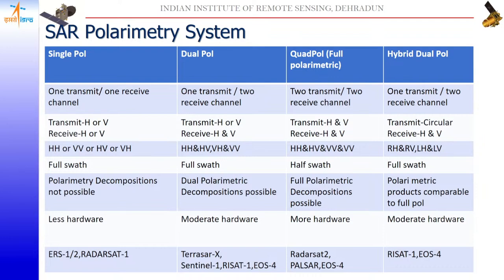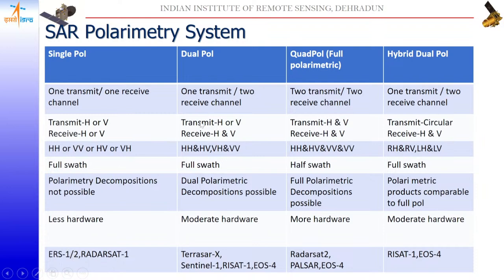So we have 4 types of SAR polarimetry systems: single pole, dual pole, quad pole or fully polarimetric, and hybrid dual pole. In single pole we have single images, either HH or VV or HV or VH. Here we are transmitting H or V and receiving in H or V. So it will have a full swath, and we cannot do polarimetric decomposition with single pole, because we have only a single image. It needs less hardware, like RISAT-1 and RADARSAT-1.